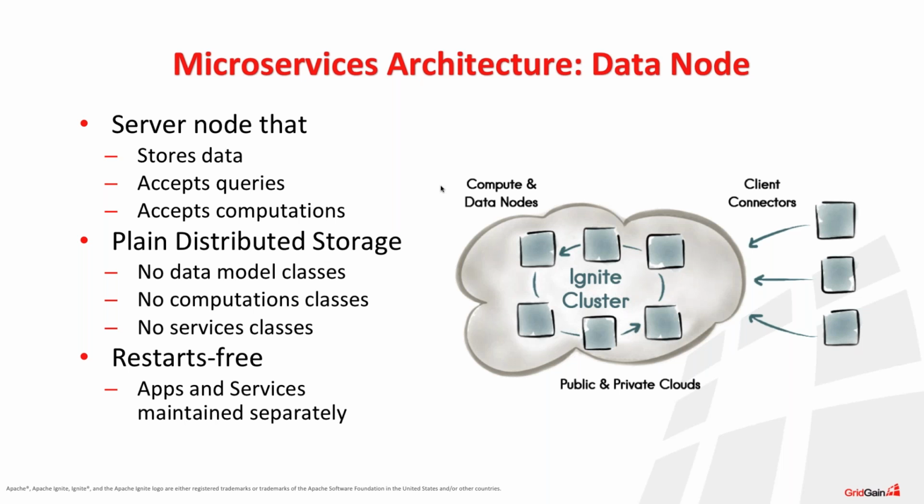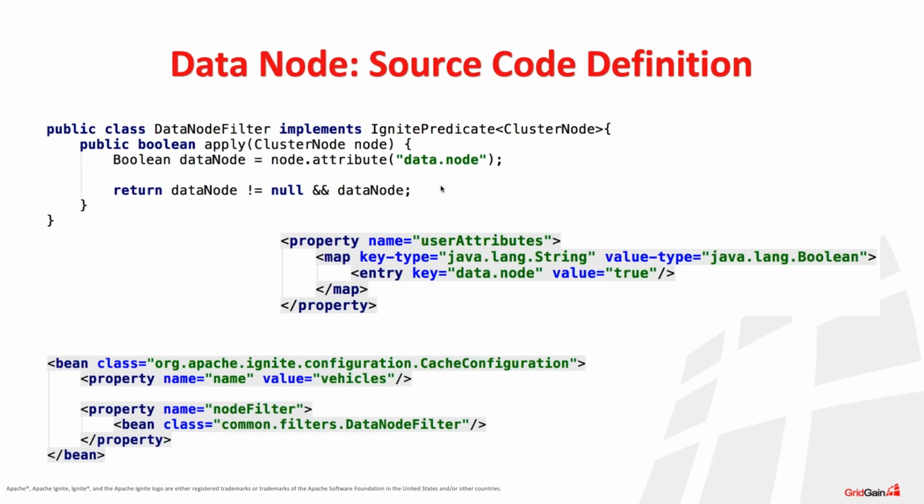And how do you define this type of node programmatically? The solution is pretty simple. You need to use the previously mentioned node filter class. It's just a basic Ignite predicate, a single-method predicate, and the basic implementation you can use looks exactly like this. You can say that a data node will be the node that has this attribute set in its special attributes map. And below we have this special attributes map defined.